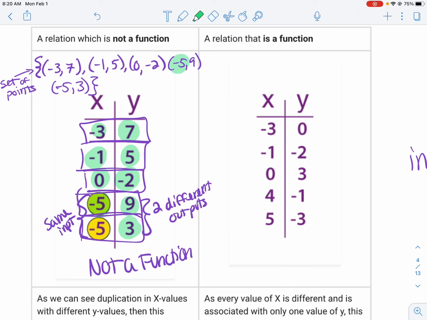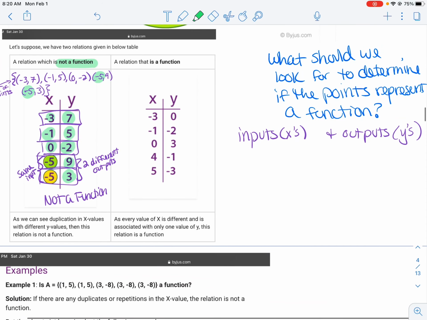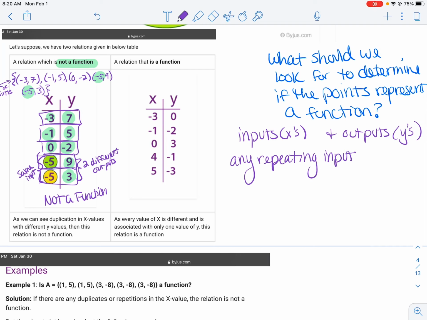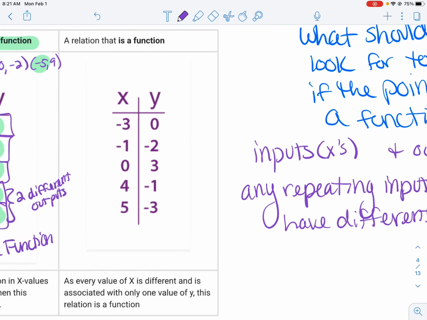Anytime we have two x values that are repeated and they go with a different y value, that makes it not a function. So you want to look for x values that repeat, or inputs that repeat, any repeating inputs that have different outputs. That's all we're looking for. Are there any inputs that give us different outputs?